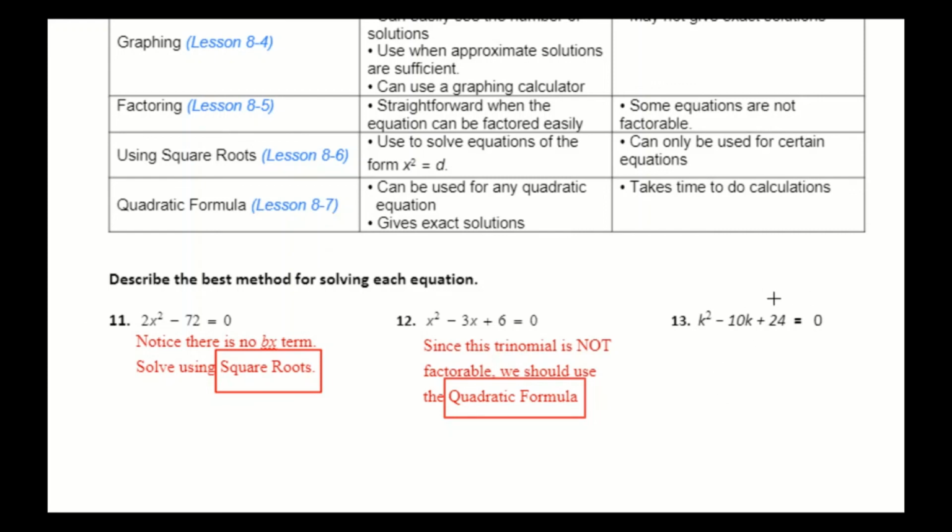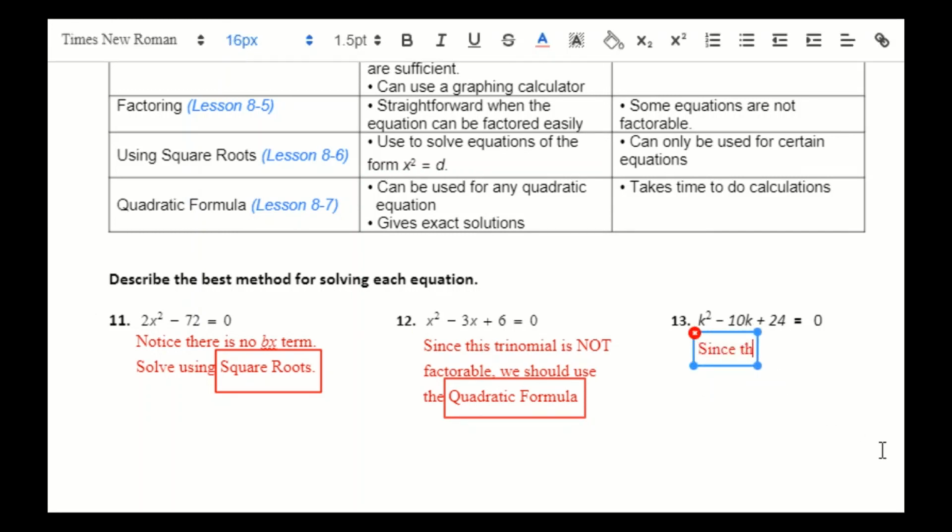All right, so the last one, we've got k squared. Can we come up with 2 numbers that multiply to give me 24 and add up to -10? Absolutely, that would be -6 and -4. So we are going to use factoring. I'm just going to go ahead and say, since this trinomial is factorable, we should solve it using factoring.